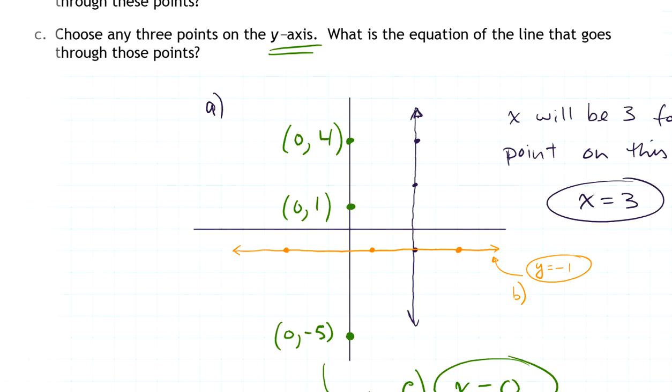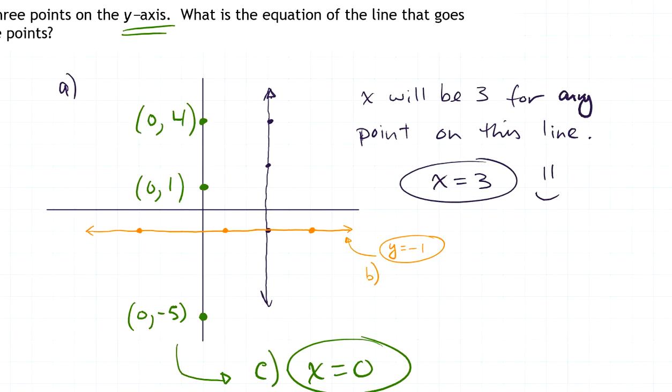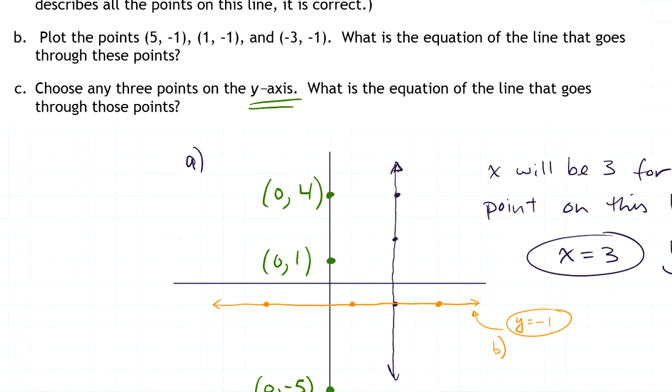By the way, anytime we have a vertical line like that, we're going to have to write the equation of the line in that form. It's the one time that we can't write an equation in y equals form, but it's simple enough to remember, right? It's what is x? x is always 3. So for a vertical line, x is 3.